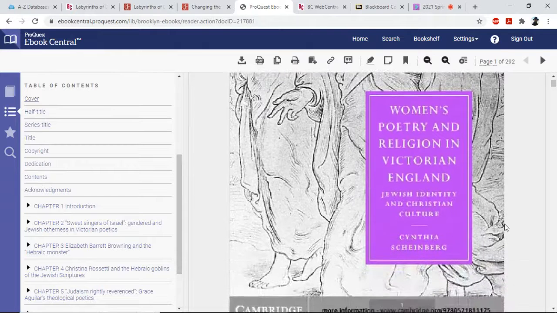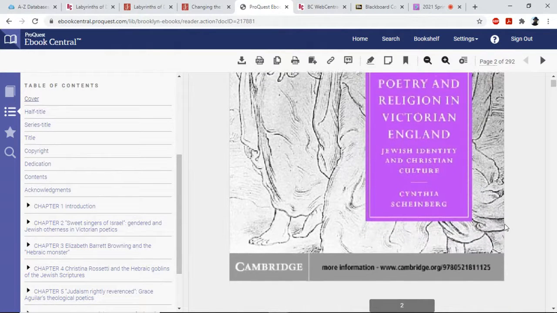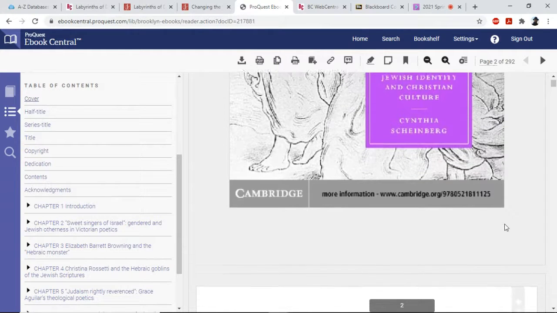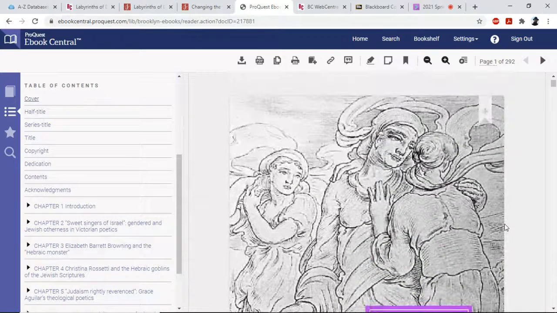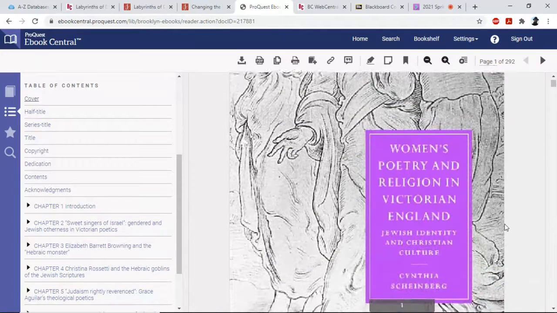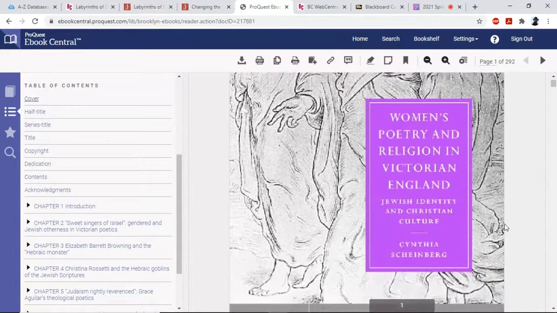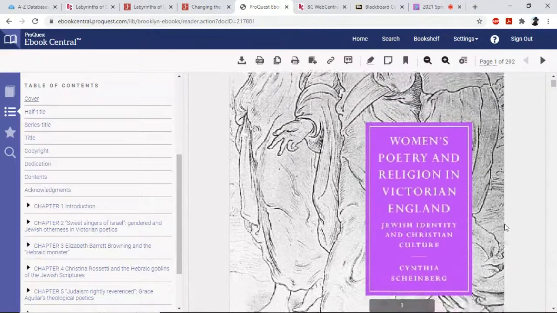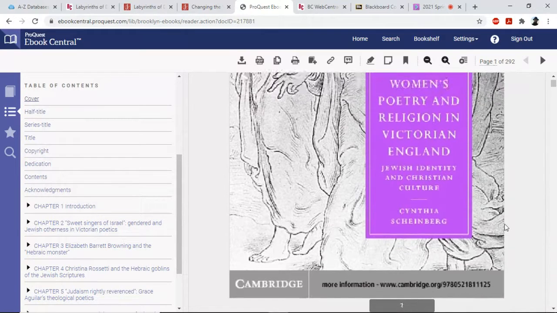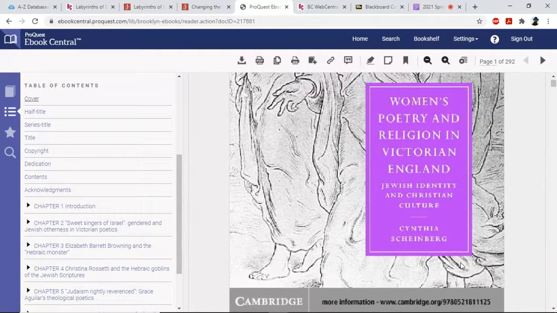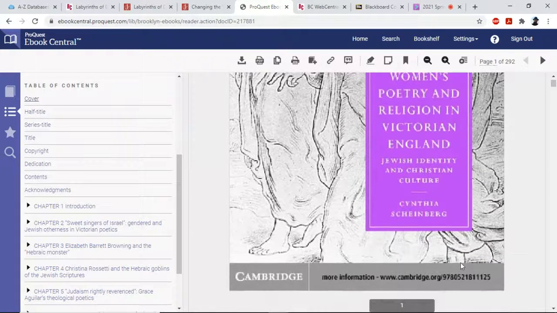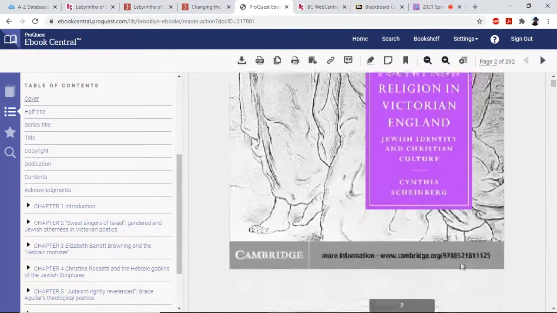And this book is called Women's Poetry and Religion in Victorian England, Jewish Identity and Christian Culture by Cynthia Steinberg. So what I know immediately about this, just from looking at the cover, because of how I found it, is that Rossetti is included in it, that there's commentary on Rossetti included in it. But I also know, just from looking at the cover, that it's not only about Rossetti. It's probably going to cover several different women poets from the Victorian era.